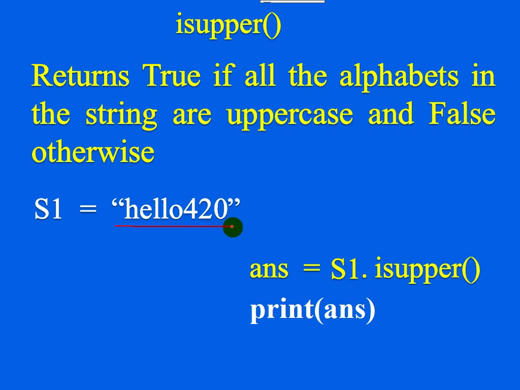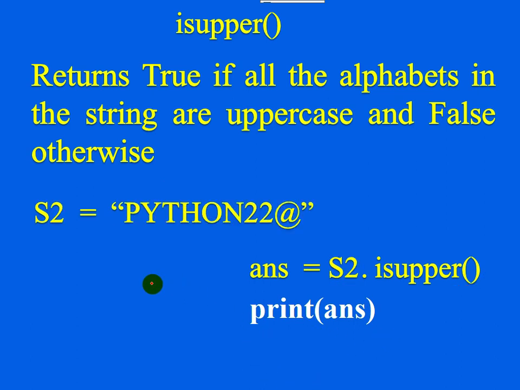Suppose s1 equal to this string. If I write s1 dot isUpper, what answer does the function return? False, because the alphabets are lowercase, not even one uppercase alphabet is there. In fact, all the alphabets must be uppercase, only then the function will return the answer true. Suppose s2 equal to PYTHON 22 at the rate, and if I write s2 dot isUpper, what answer does the function return? True, and the reason is these are the alphabets present in the string. All the alphabets are uppercase, so the answer is true.